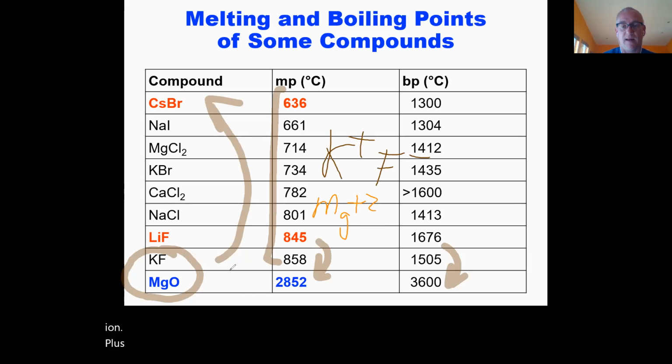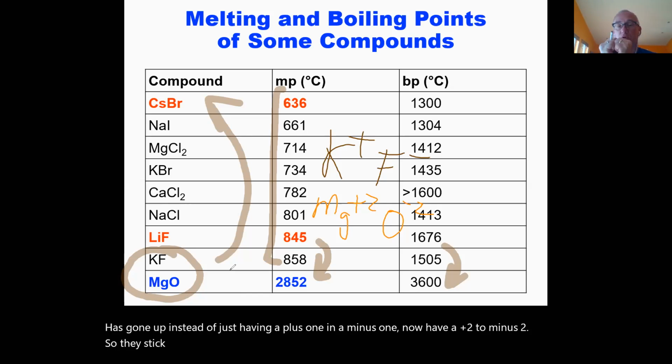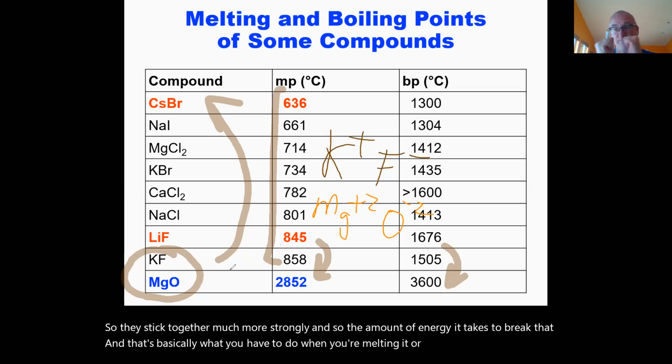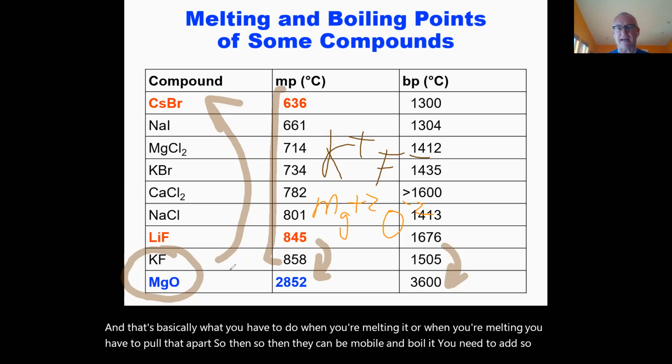+2 and -2. And so my charge density has gone up. Instead of just having a +1 and a -1, now I have a +2 and a -2, so they stick together much more strongly. And so the amount of energy it takes to break that, and that's basically what you have to do when you're melting it, you have to pull that apart so then they can be mobile. And to boil it, you need to add so much energy that it moves into the gas phase.